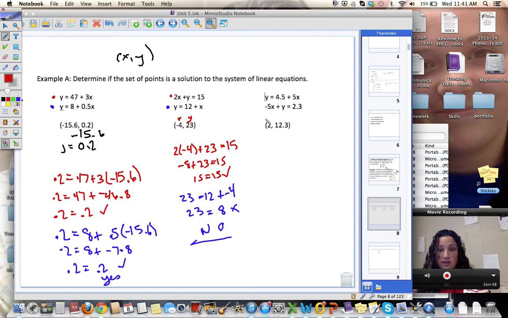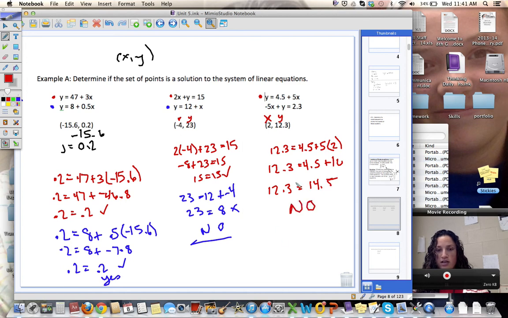All I'm doing is taking my x and my y, plugging them in for the first equation, then plugging them in for the second one. So instead of y equals, I have 12.3 equals 4.5 plus 5 times 2. So 12.3 equals 4.5 plus 10. I'm going to have 12.3 equals 14.5 right away. I know this is going to be a no. It doesn't work for the first one, so I don't even need to check the other one. That means it's not going to work, so it's a no.